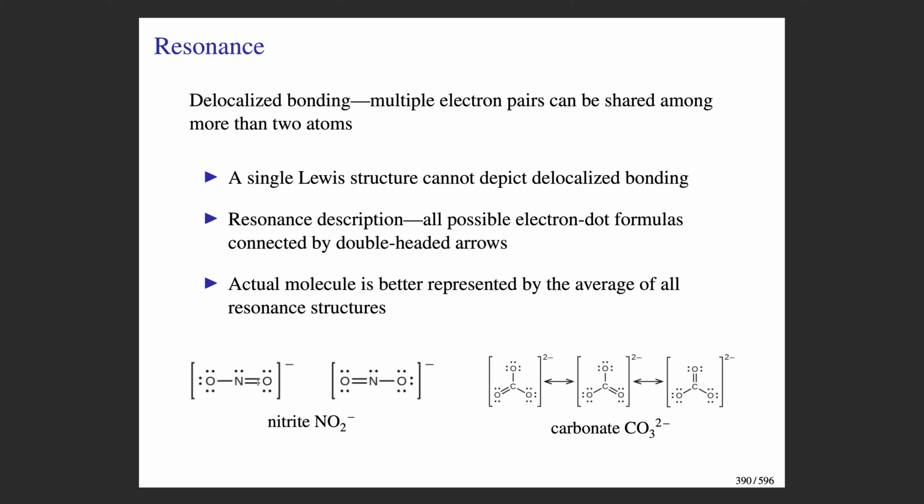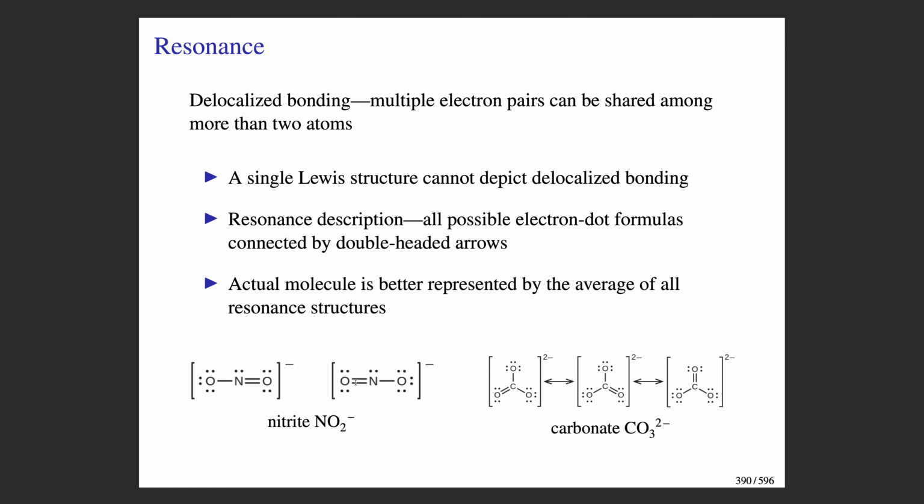And the idea of resonance tells us that in nitrite, neither structure is actually what the case is. It's really a blending of the two. It's a hybrid of the two different resonance structures. So nitrite doesn't look like this and it doesn't look like this. It's really something in between the two. And that's what we call resonance.